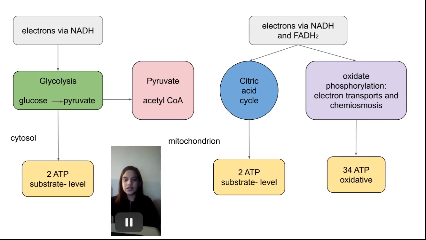In stage 1 is glycolysis, glucose, then pyruvate, and it gives ATP at substrate level. In stage 2 is acetyl-CoA, then citric acid cycle, and then chemiosmosis. In citric acid cycle, it gives ATP at substrate level, and in chemiosmosis, it gives 34 ATP and it's oxidative.